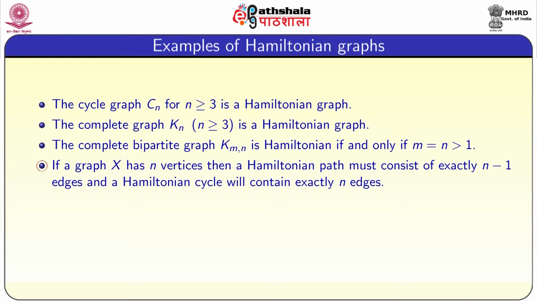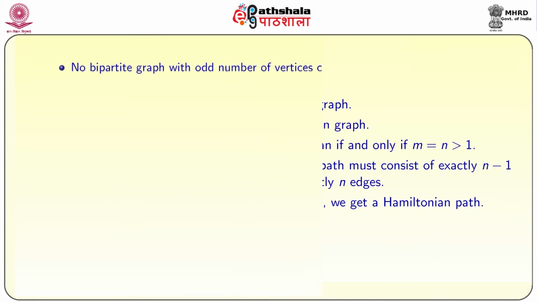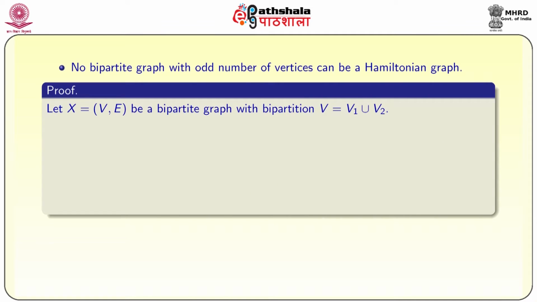If a graph X has n vertices, then a Hamiltonian path must consist of exactly n minus 1 edges, and a Hamiltonian cycle will contain exactly n edges. If you remove one edge from a Hamiltonian cycle, then we get a Hamiltonian path. No bipartite graph with an odd number of vertices can be a Hamiltonian graph. Now we will prove this one.